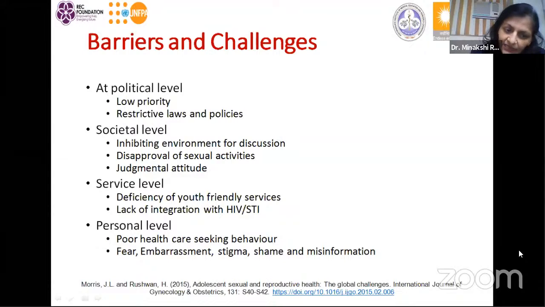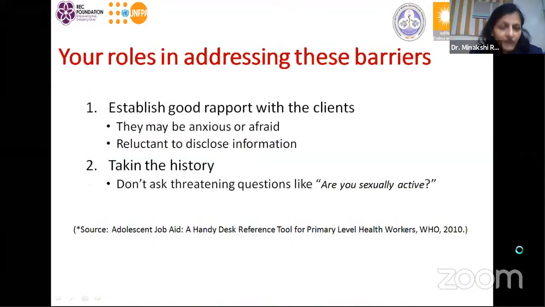At the personal level, definitely young people are less careful about their health-seeking behavior, maybe because of the fear, embarrassment, stigma, shame, and misinformation available to them. So what can we do and how can we help them? We can definitely make a good rapport with the client.